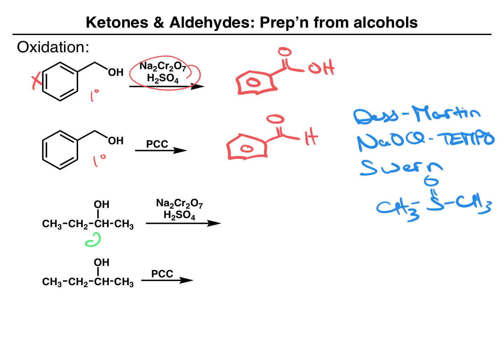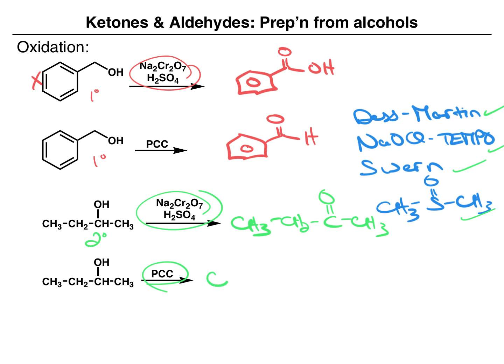If we have a secondary alcohol, this one can be oxidized by chromic acid, usually prepared in situ by combining sodium dichromate or potassium dichromate with sulfuric acid. And in this case, we are going to make a ketone. If we use one of the specialized reagents, such as PCC or Dess-Martin, bleach, Swern, any of these will give the same product as the one we get from chromic acid oxidation.